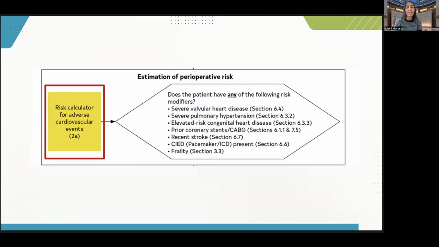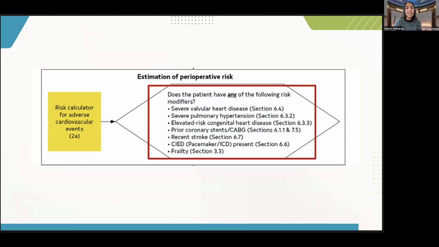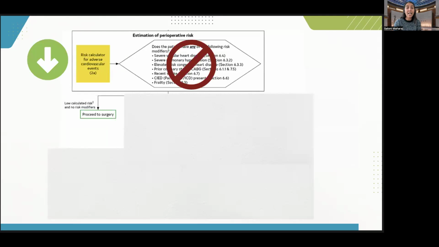tool you choose. Because of this, the new guidelines recommend also evaluating whether or not your patient has any risk modifiers. These are additional factors that could increase their perioperative cardiac risk beyond what the calculator shows, and they include things such as severe valve disease, severe pulmonary hypertension, elevated risk congenital heart disease, prior stent or CABG, recent stroke, the presence of a pacemaker or ICD, and frailty. If your patient has a low calculated risk and no risk modifiers, then they can safely proceed to surgery without any further cardiac workup.